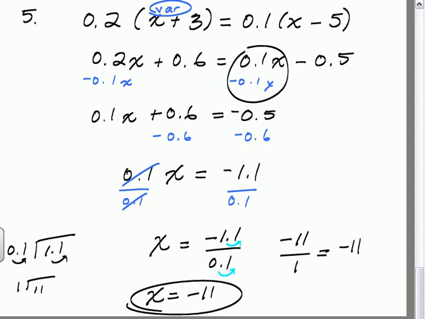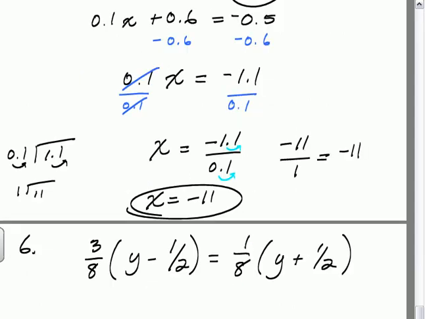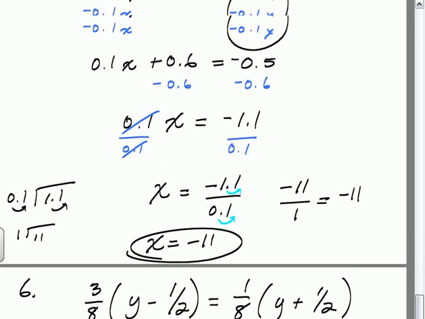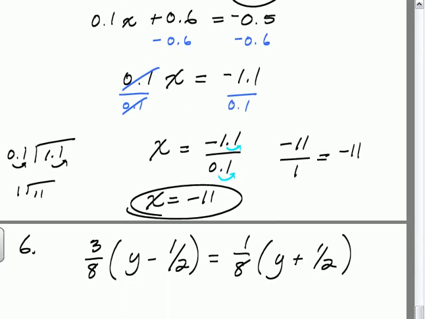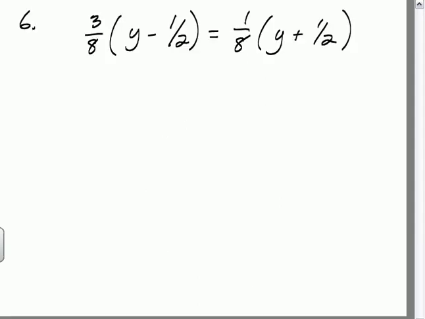And I think we've got time for one more problem with fractions. Okay, let's get it up there. There we go. To clean up, we're going to have to use the distributive property. So I'm going to distribute that: 3/8y minus 3/16 equals 1/8y plus 1/16.